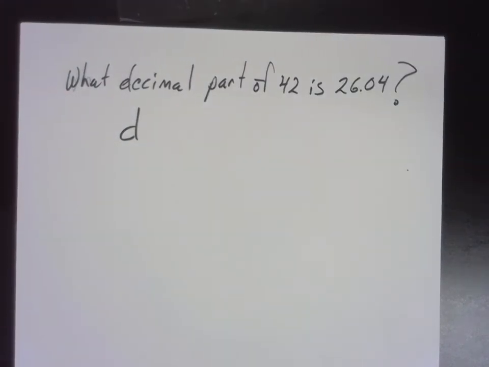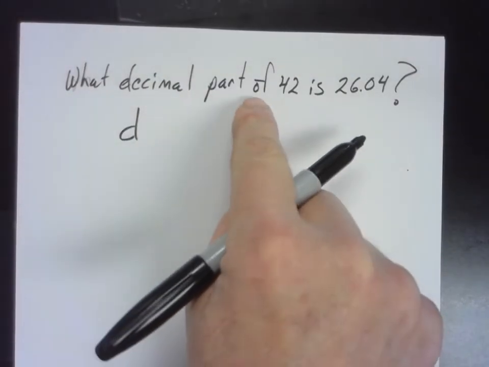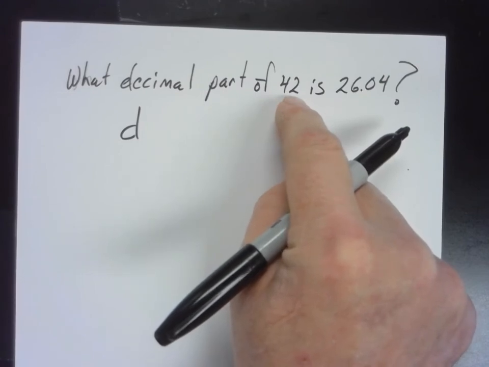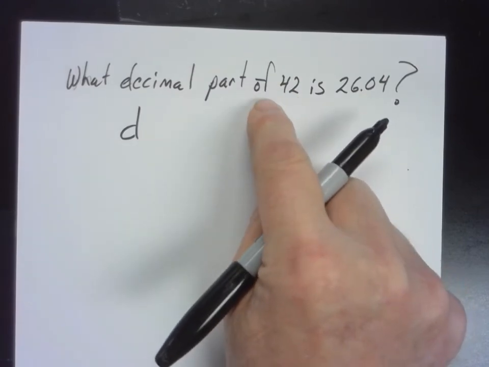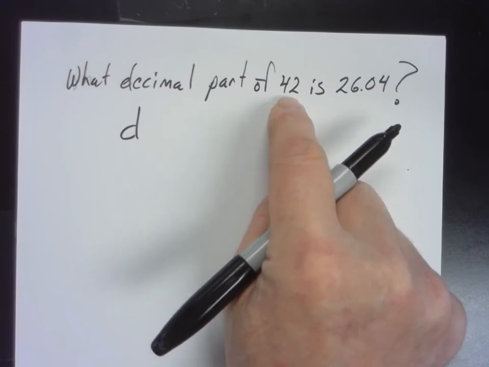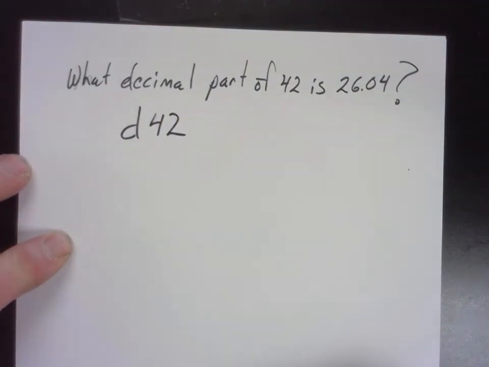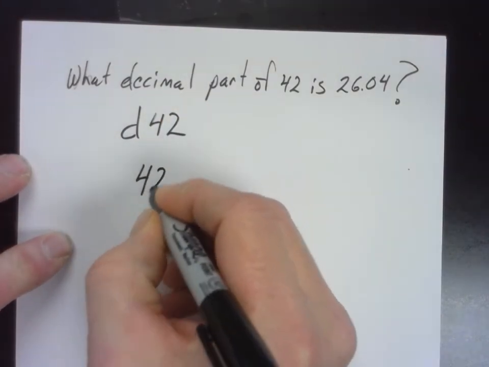Okay? What decimal part of 42? What does that mean? Of. What does of mean? Multiply 42. Okay? Now, how about that? That work? Everyone good with that? All right, we're past that. So 42D. What does this mean?